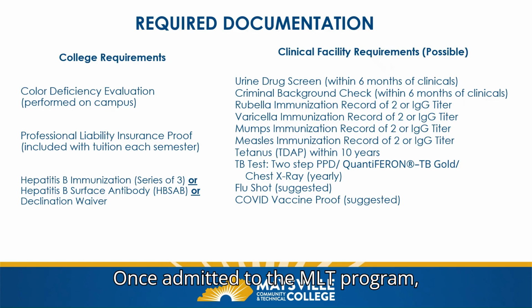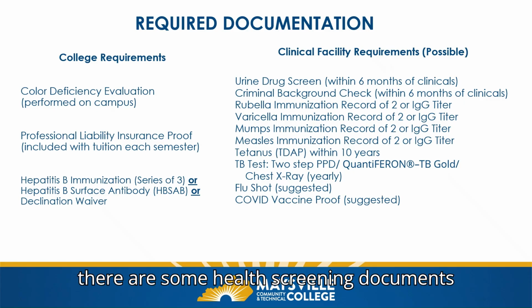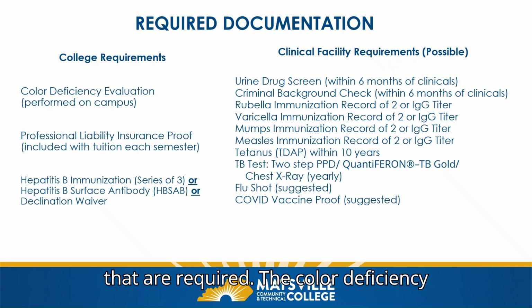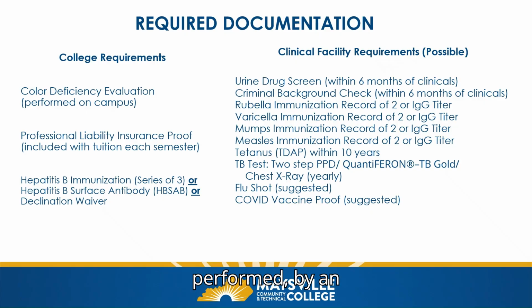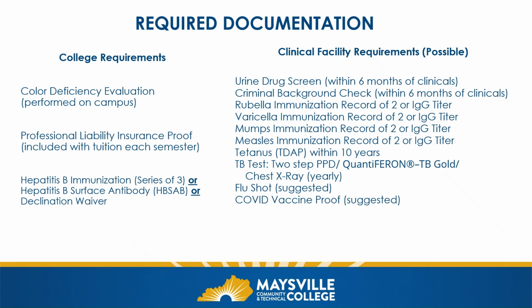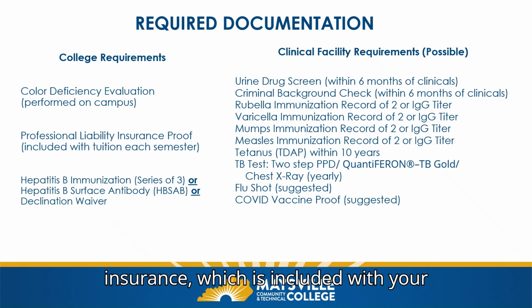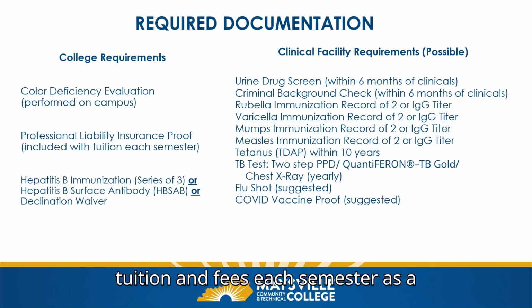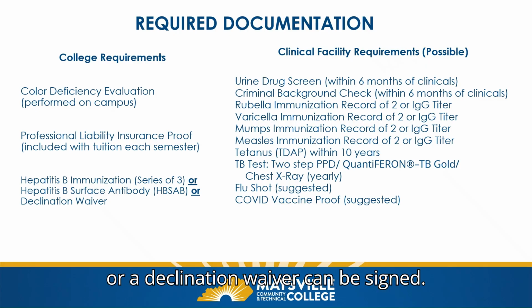Once admitted to the MLT program, there are some health screening documents that are required. The color deficiency evaluation, which can be performed by an optometrist or here on campus by me. Proof of professional liability insurance, which is included with your tuition and fees each semester as a health science student. Hepatitis B immunization, which is a series of 3 shots over 6 months. Or hepatitis B surface antibody testing showing immunity, or a declination waiver can be signed.